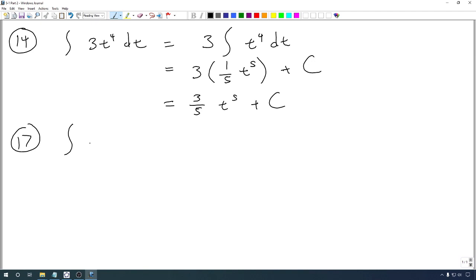Let's look at problem 17. Again, here they're using a different variable, but it's the same idea. We're integrating y to the 3/2 power. Now this is just a power. We can use the power rule. Remember that power rule says that we take 3/2 and we add 1 to it for our new power. 3/2 plus 1 is 5/2. So our new power is 5/2.